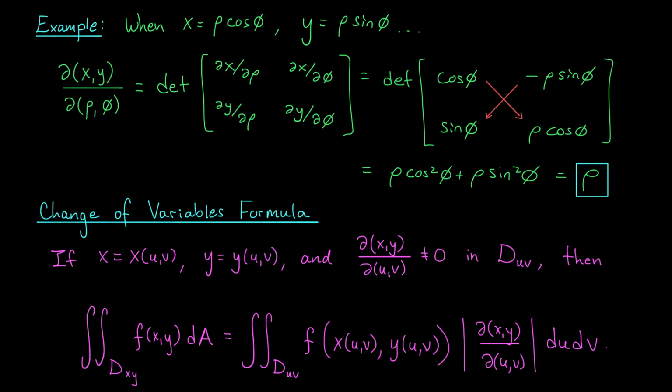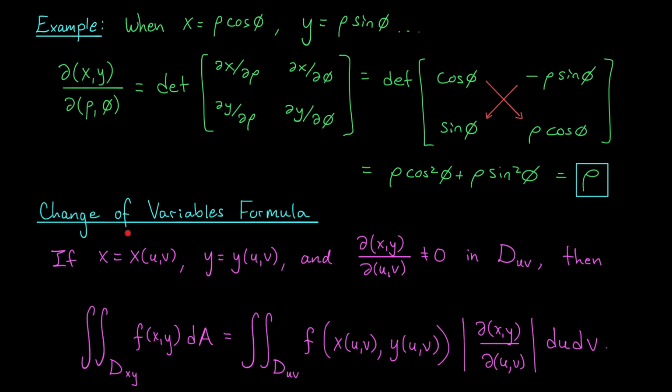Recall from the last lesson that rho was found to be the distortion factor when converting to polar coordinates. Our little area, dA, got warped into rho, d rho, d phi in the polar system. So you've just seen that this Jacobian really does tell us the area distortion factor of the polar coordinate transformation. If you're willing to believe that it works for other transformations as well, we're ready to state our change of variables formula. This result allows you to convert xy integrals into uv integrals.